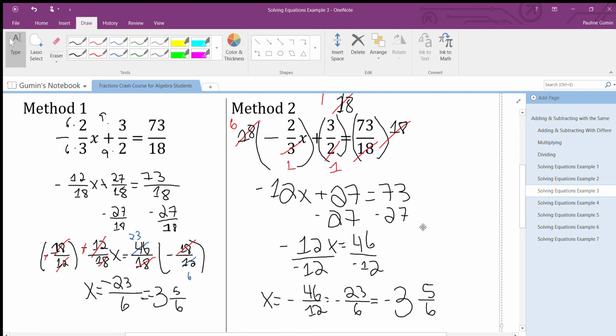Very similar. If you take a look at method 1 and 2, you should see the 12, the 27, the 73. We're doing a lot of the same stuff, except we're just not involving the fraction in method 2.